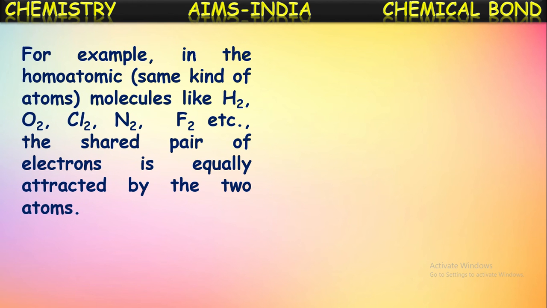For example, in homoatomic molecules, homoatomic means the same kind of atoms combine, and the molecule formed is called a homoatomic molecule. Like hydrogen, H2 molecule, O2, Cl2, N2, F2, etc. If you observe, the same kind of atoms are there in these molecules. These are called homoatomic molecules. If both are of the same kind of atoms, then they will have the same electronegativity. So the shared pair of electrons will be pulled by both the atoms with equal force in opposite directions, and hence they will be shared equally. The shared pair of electrons is equally attracted by the two atoms.